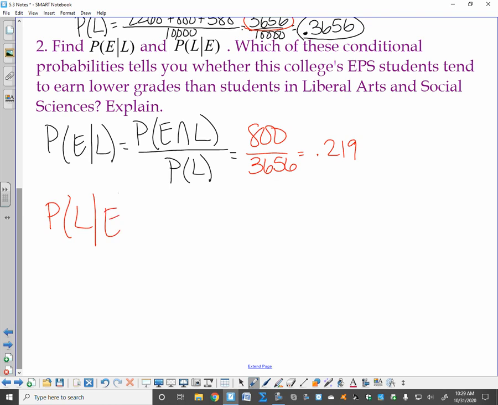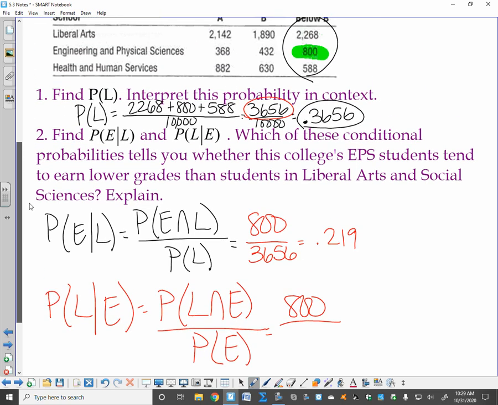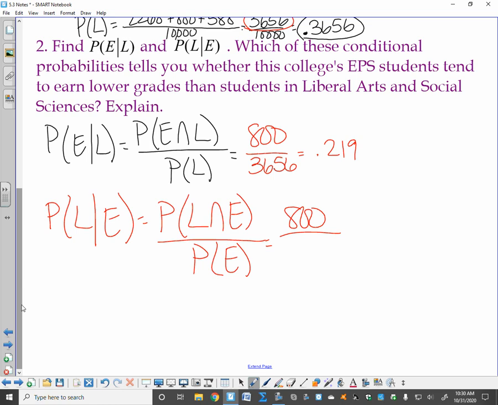So now I want the probability of L given E, which is the probability of L intersection E over the probability of E. Well, that's still 800. And E is that I'm an engineering kid. Engineering. So I have to add 368, 432, and 800. And I got 1600. And that gives me 0.5. Which means there's a 50% chance that, given I know that you're an engineering kid, you got a grade lower than a B.